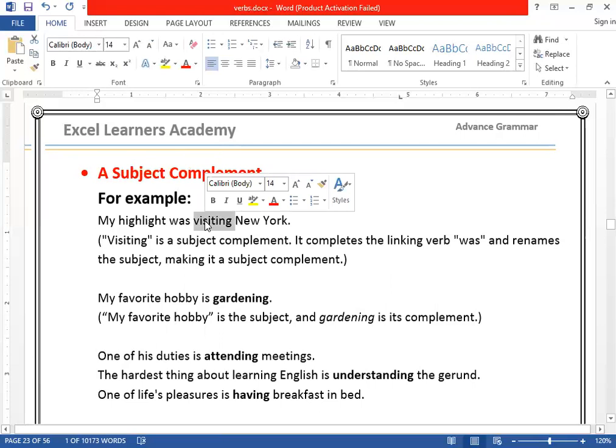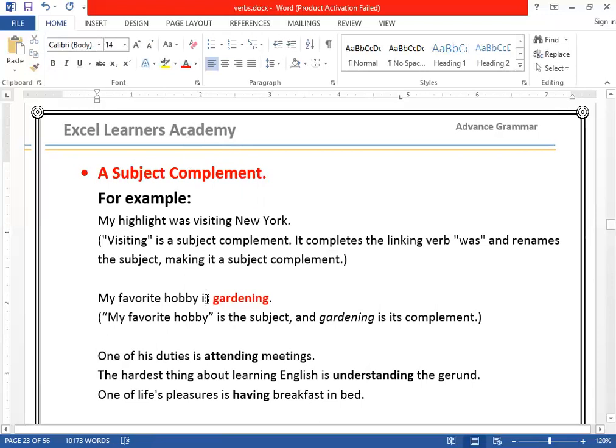This is not present continuous tense. We do not call it present continuous tense. Clear? We don't call it present continuous tense. Look at this example: My favorite hobby is gardening.